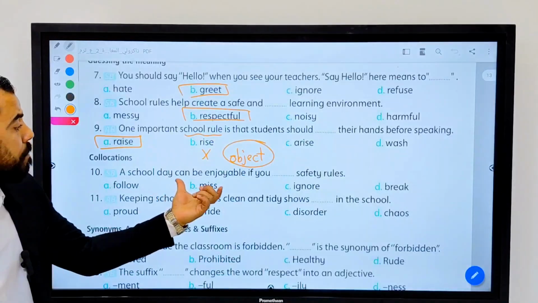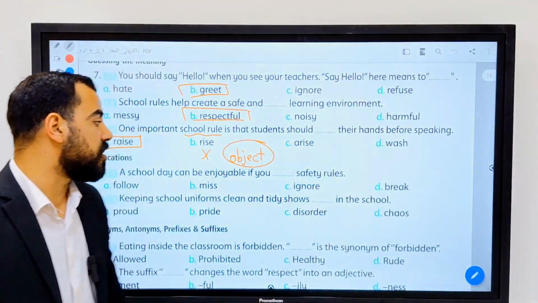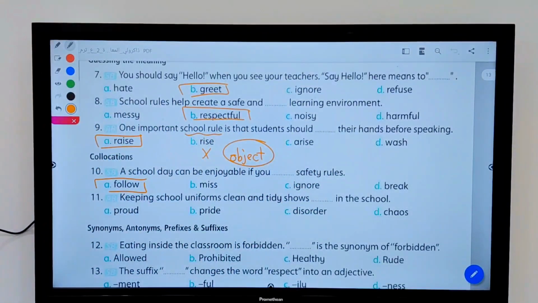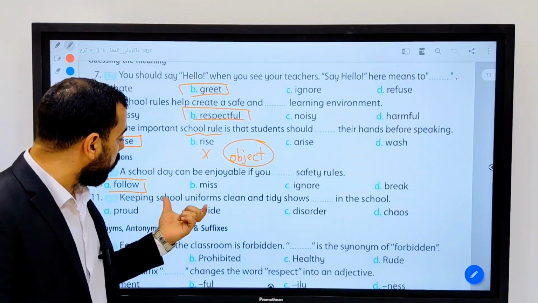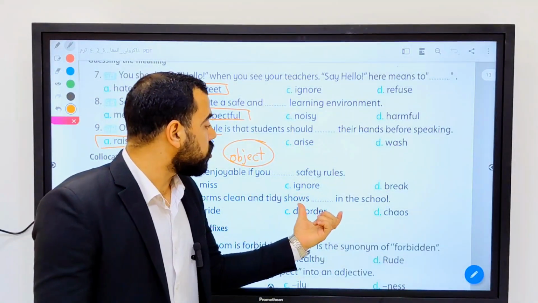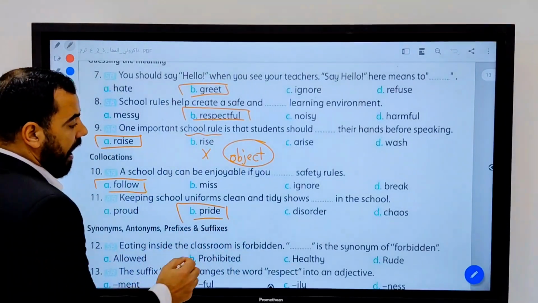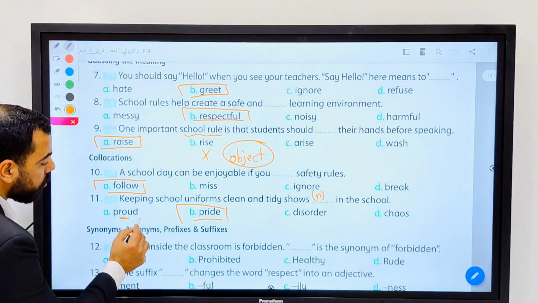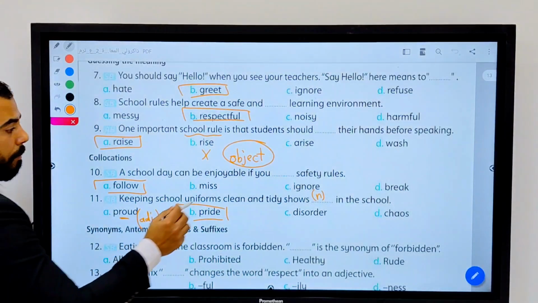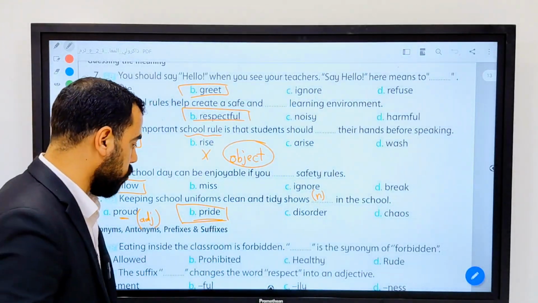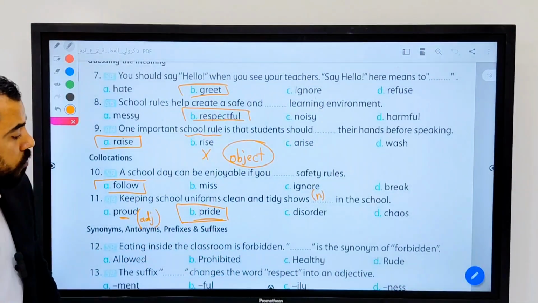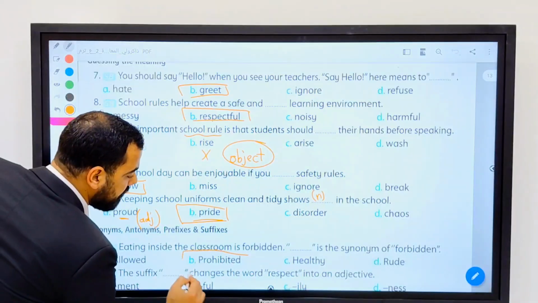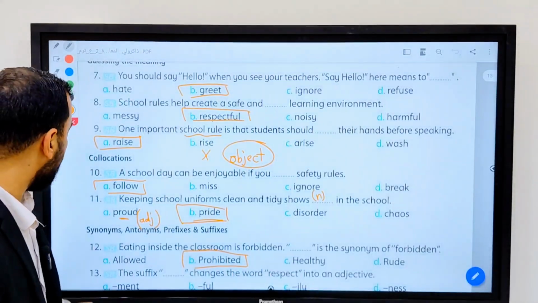A school day can be enjoyable if you follow safety rules. So if you follow the rules, the school day would be enjoyable and respectful. Keeping school uniform clean and tidy shows pride. Okay, after show we use the noun. So don't get confused between pride and proud, because proud is an adjective. Okay, but it shows pride in the school. Eating inside the classroom is forbidden. Which one is the synonym of forbidden? It's prohibited. Prohibited is the synonym of forbidden.